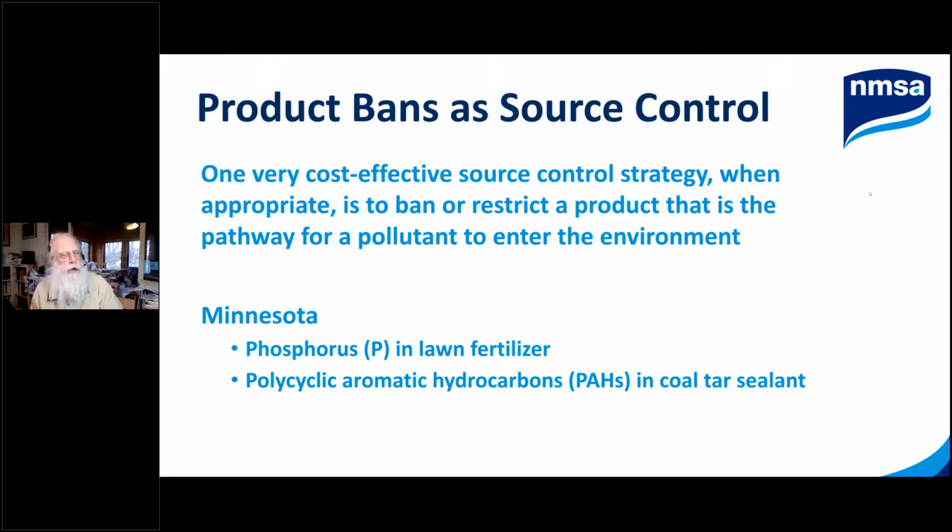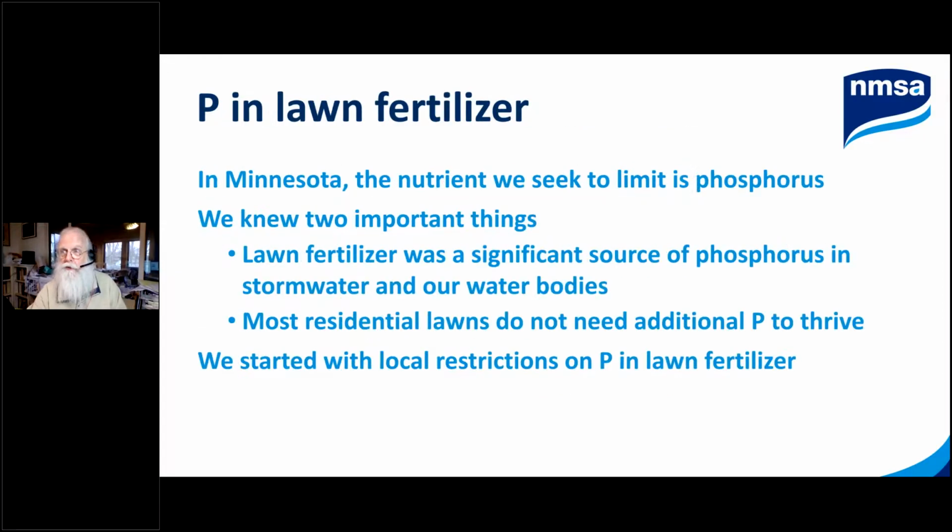Those bans can be executed at the local scale, the state level, or even the national level. We've done this in Minnesota with two examples. One is phosphorus in lawn fertilizer, and another is polycyclic aromatic hydrocarbons, PAHs, in coal tar sealant. So as Sarah said, the nutrient we chase here in Minnesota is phosphorus.